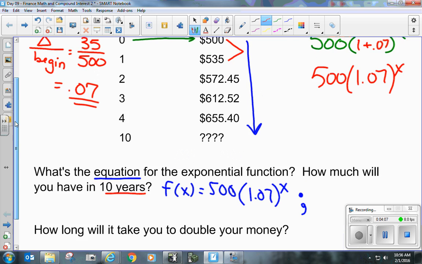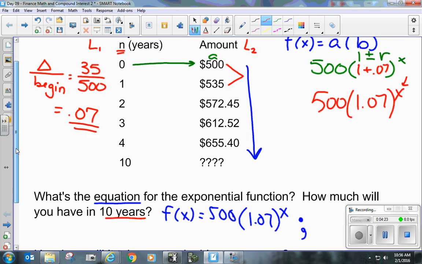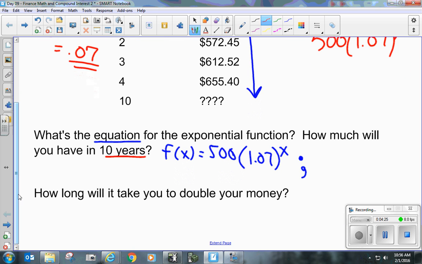Because isn't that x, that represents our time, really? Really, I should put an n there, because there's an n here. I should have, but I wouldn't take points off if you put an x. It's still an exponential equation, and it still represents our table. So we're still good. So this is our time. This is our years. So that's where our exponent is.